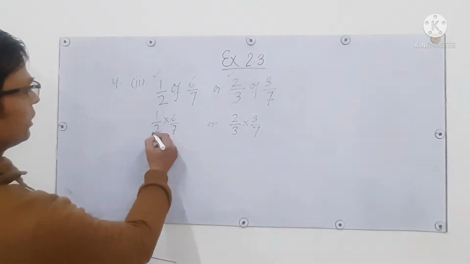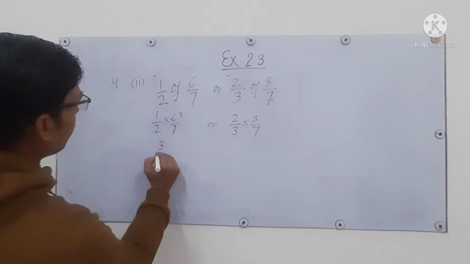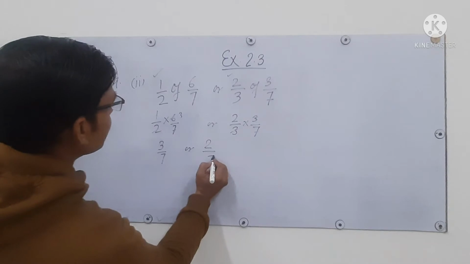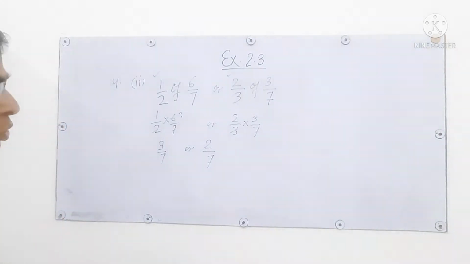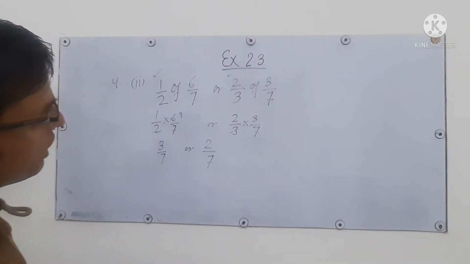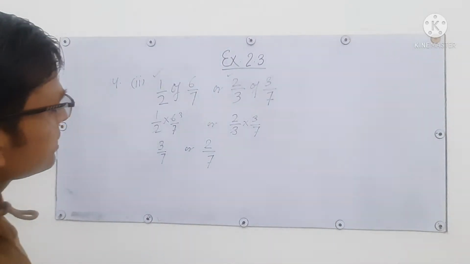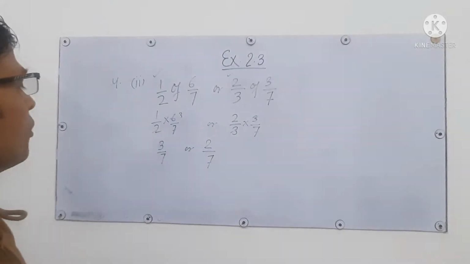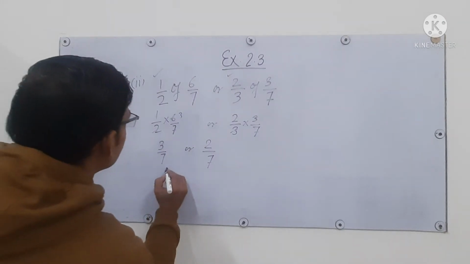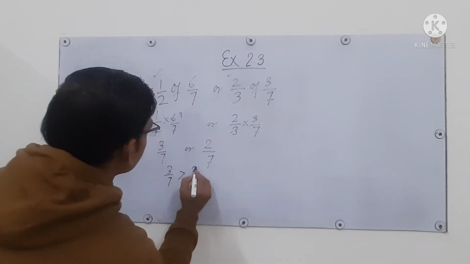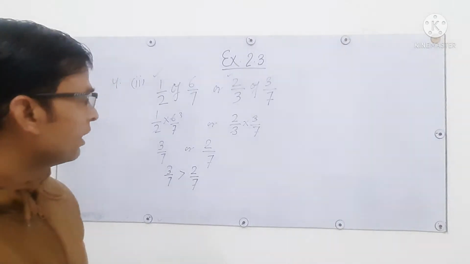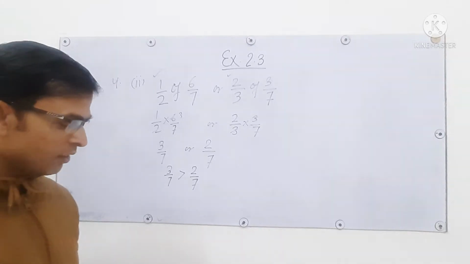So what will be its solution? Its solution will be 3/7, and here it will be 2/7. So from here you can see which part is greater, because in both the denominators are same. If the denominators are same, then the fraction which has the greater numerator will be greater. So 3/7 is greater than 2/7. So you can see how easy these questions are, and you can solve it easily with your own self also.